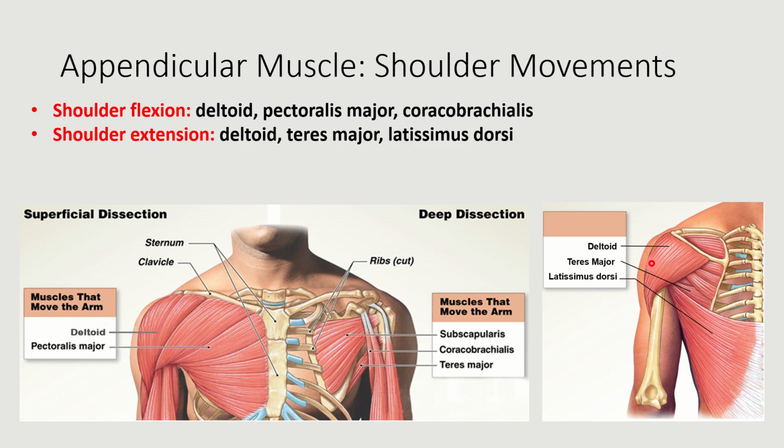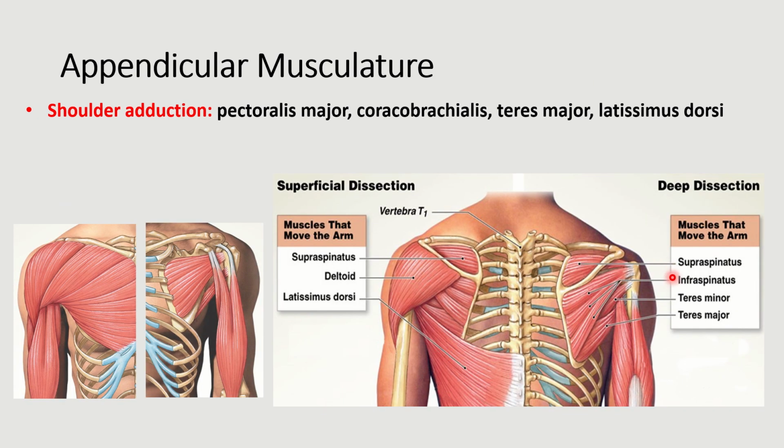Shoulder extension, so again the deltoid is there. Then this is the posterior view, so you see the teres major and latissimus dorsi. So when it's flexion, think of the anterior and lateral view of the shoulder. When it's extension, think of the posterior and lateral view of the shoulder.